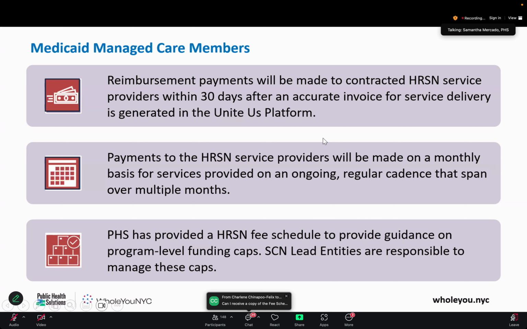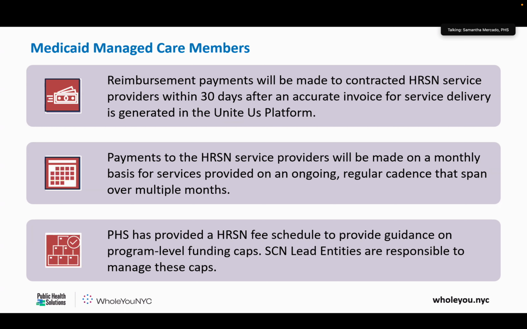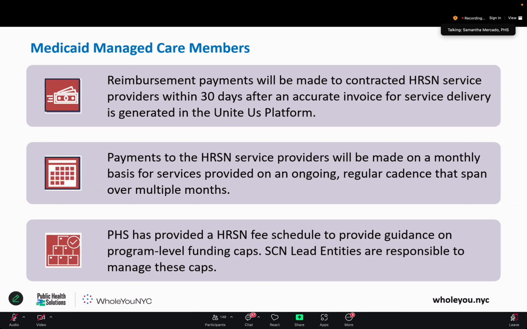And just to give an overview of where reimbursements are coming from and the kind of process for Medicaid managed care members and fee for service. So reimbursements are made and will be delivered to the contracted HRSN service providers within 30 days after an accurate invoice, which we reviewed. And then payments will be made on a monthly basis for services provided on an ongoing basis.